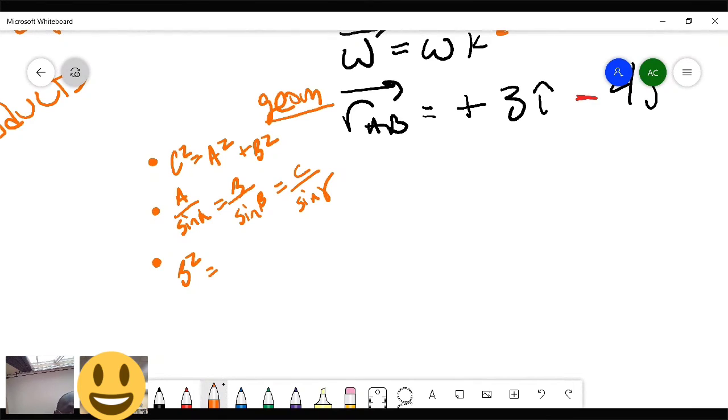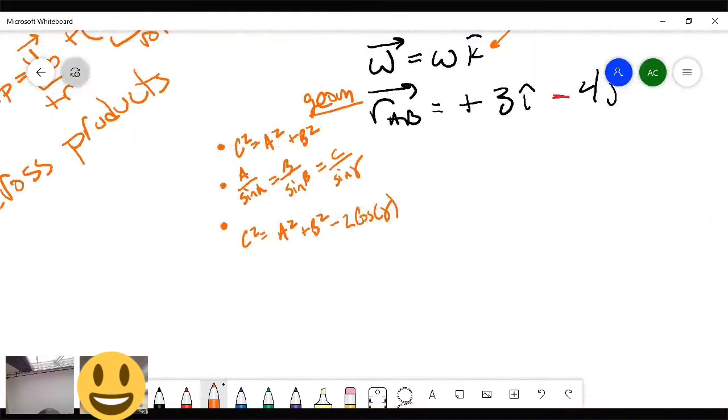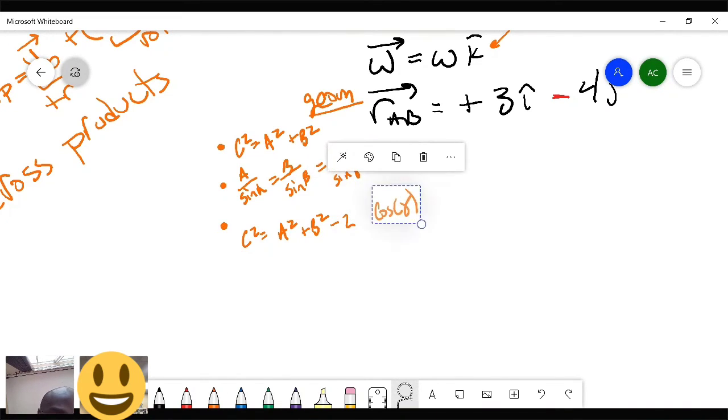B squared equals, oh God, how does this go? It's C squared equals A squared plus B squared minus 2 cosine of gamma. Let me look that up to be sure. Law of cosines. Yes, I was almost right. I got it wrong, I almost got it right. It's 2ab cosine: 2a times b times the cosine of gamma.